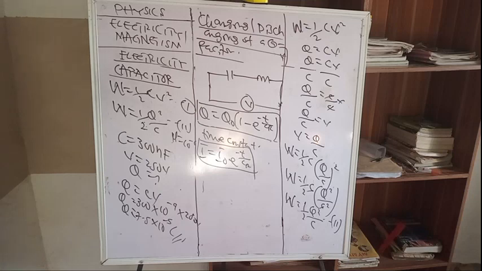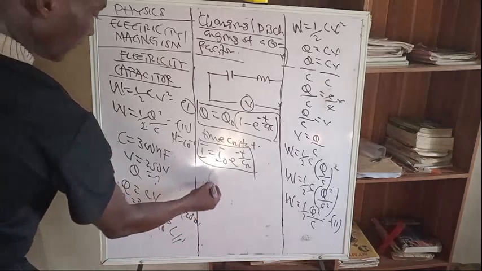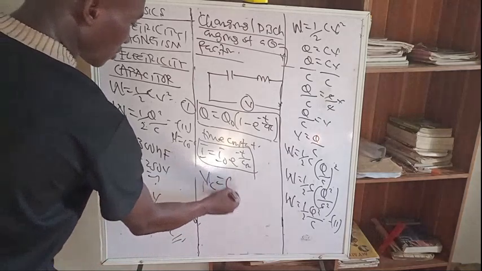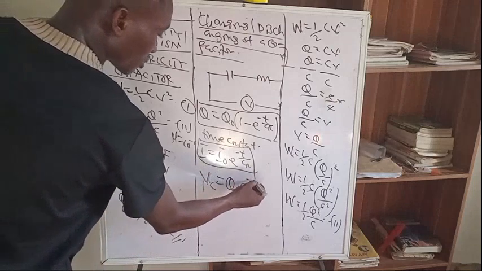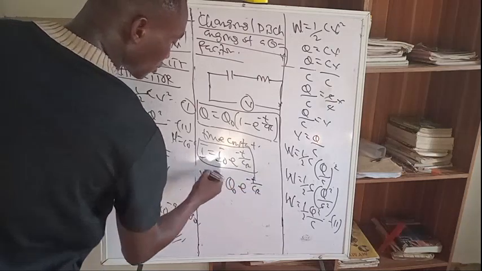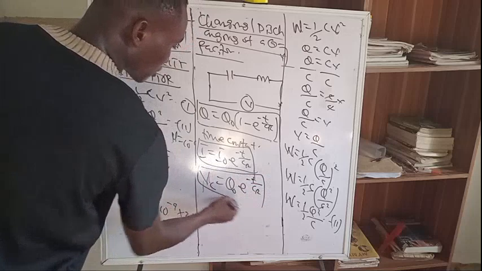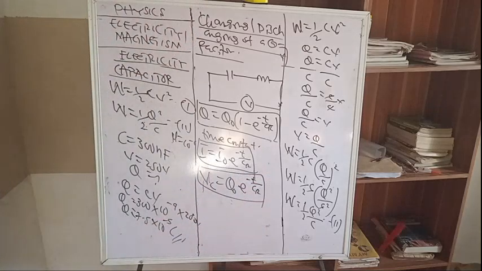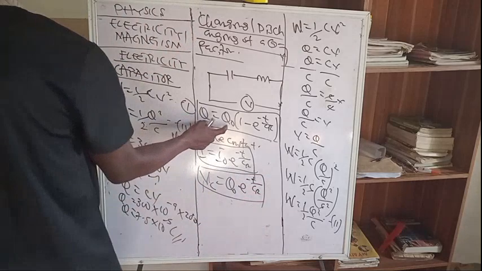Fully charged. When a capacitor is fully charged, there is a value of voltage you are going to have, and that value is V of the capacitor equal to Q naught e raised to power minus t over CR. This is what you have as the voltage of the capacitor when the capacitor is fully charged. This is the quantity of charge when you are charging the capacitor.